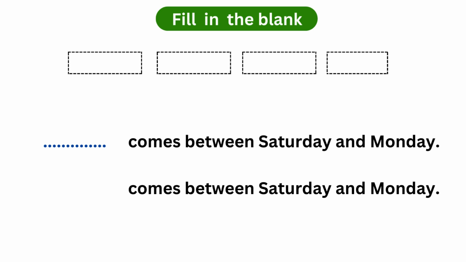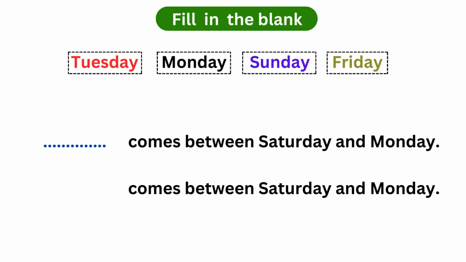Here's the second fill in the blank question for you. Dash comes between Saturday and Monday. Your options are Tuesday, Monday, Sunday or Friday. The correct answer is Sunday comes between Saturday and Monday.